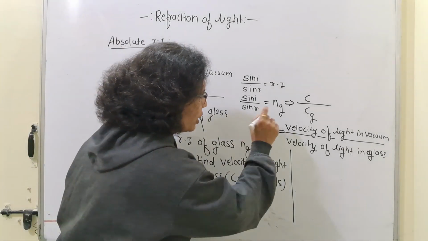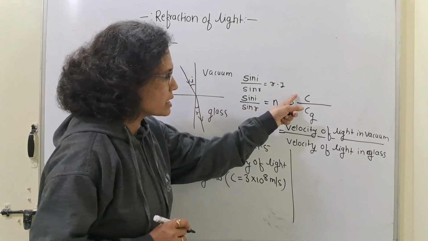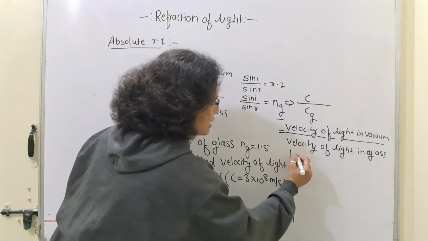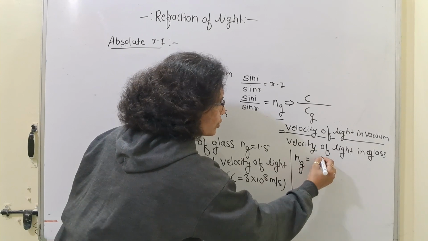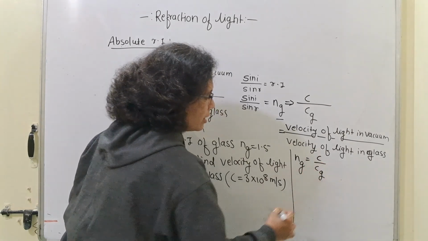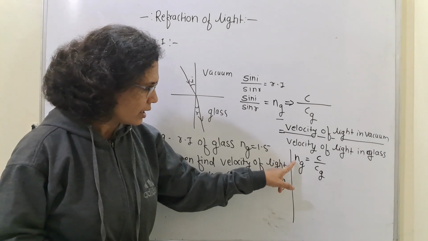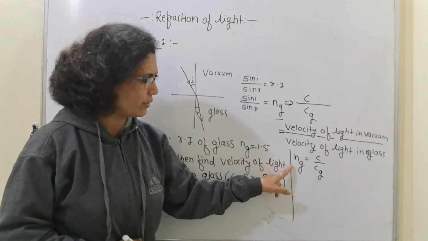So what is our formula? The formula is Ng is equal to C upon Cg. Correct? That is Ng is equal to C upon Cg. Which are the given quantities with us? Ng and C.